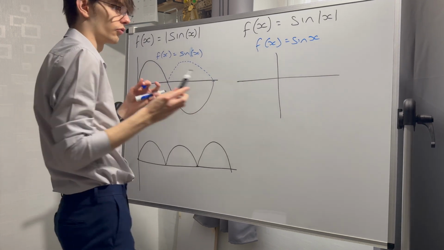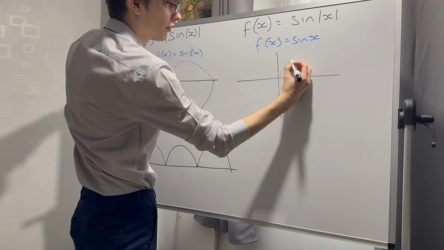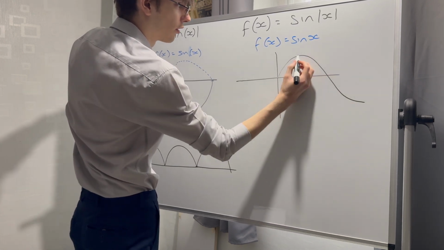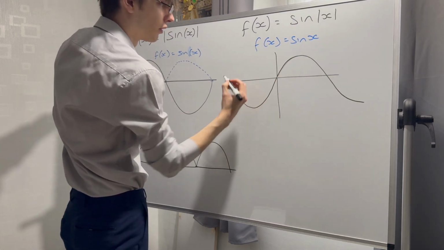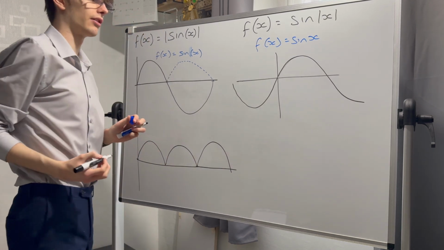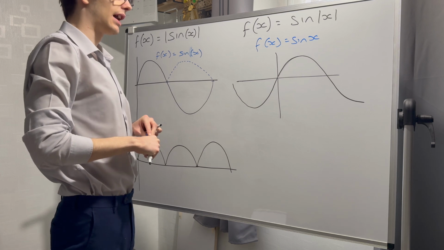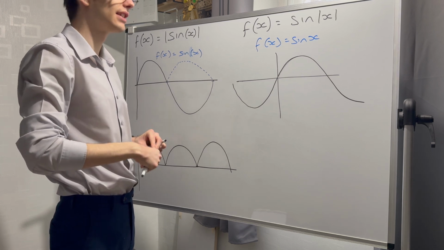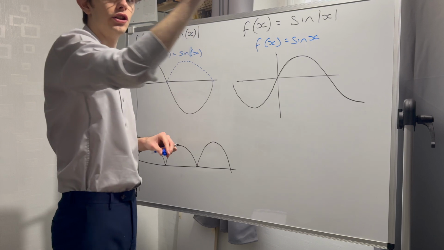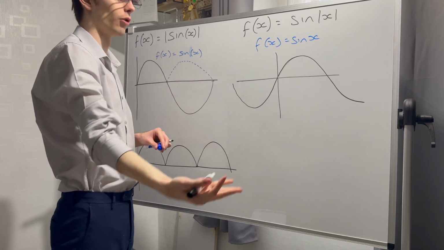And I will draw my sine graph like that. Doesn't really matter on that side. Draw my sine graph like this, and then ask myself, okay, how do I deal with it when only the x value is being applied with the modulus?